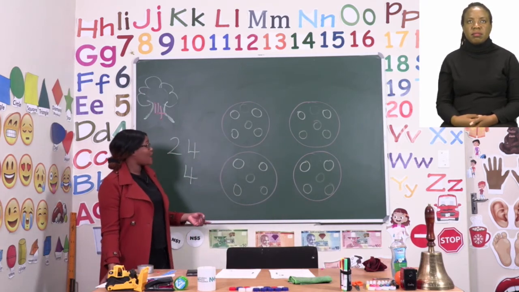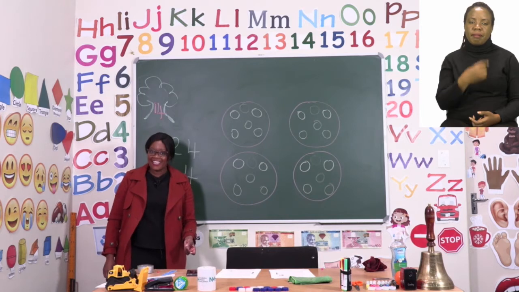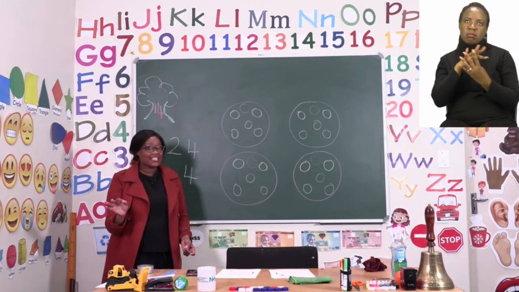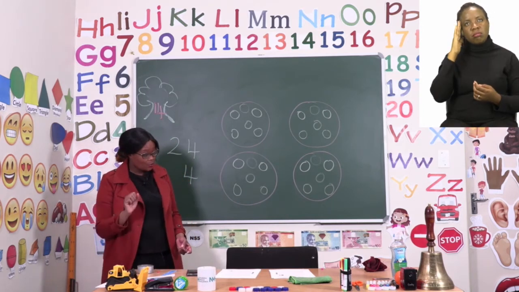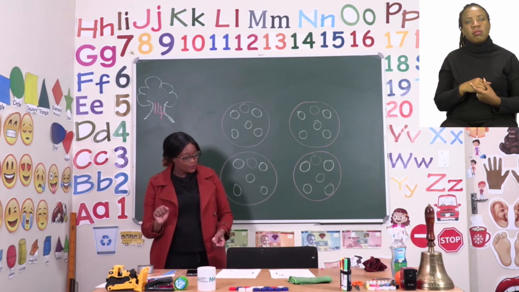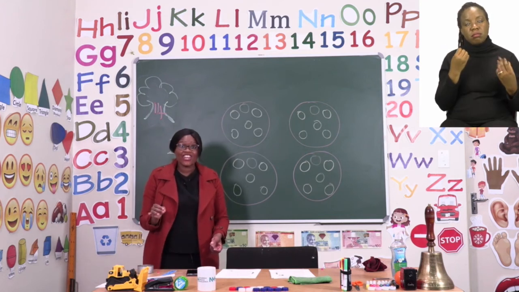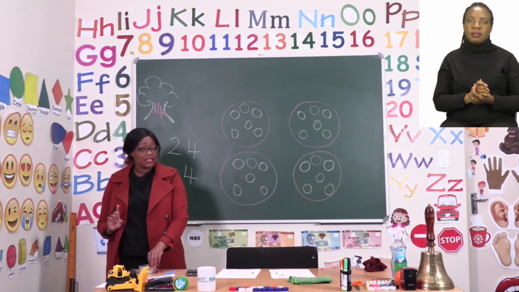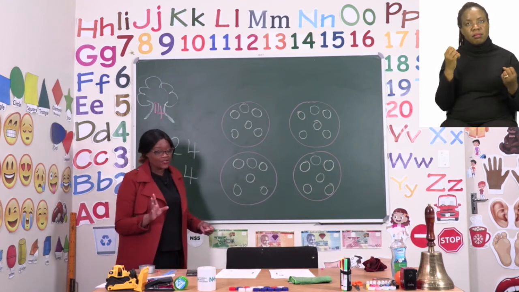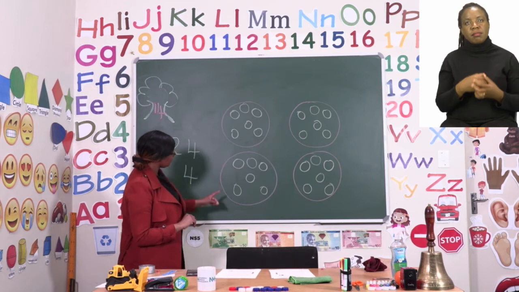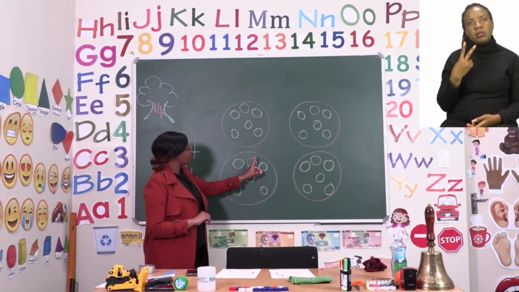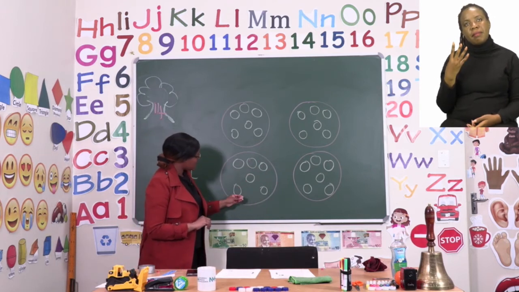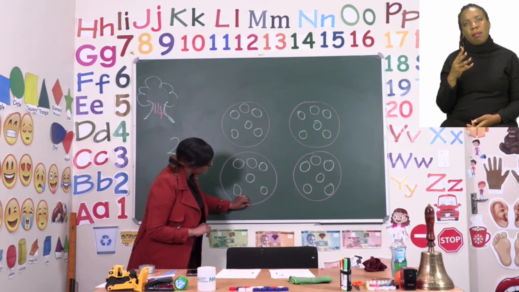Now that we have our goats nicely in their camps, we need to now answer the question, which says, how many goats are there in each camp? So, our job now is to count how many there are in each camp and then write the number down. 1, 2, 3, 4, 5, 6. This camp has 6 goats.